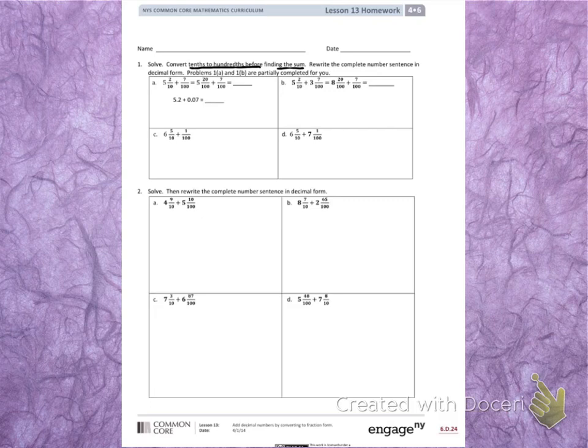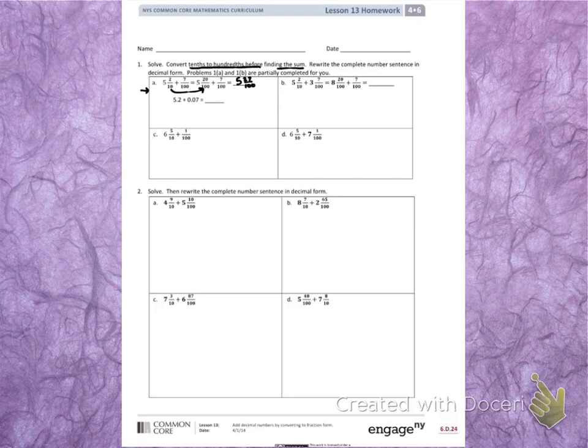So let's go ahead and look at 1A and see what they're asking us to do because they've started it right here. Letter A, it wants us to convert tenths to hundredths before finding the sum. So it says 5 and 2 tenths added with 7 hundredths. Well, in the last lesson, we learned that 2 tenths is the same thing as 20 hundredths, because remember we had that place value chart. If you took 2 tenths over to the hundredths, they each created 10 and you get 20 hundredths. So now we're looking at 5 and 20 hundredths plus 7 hundredths, and that's going to be 5 and 27 hundredths.